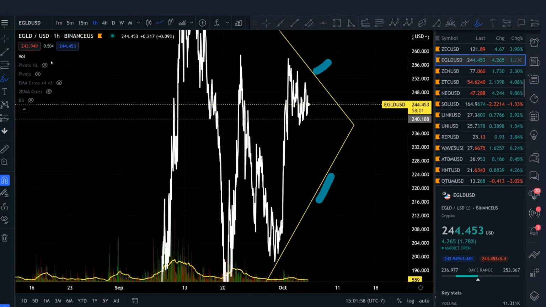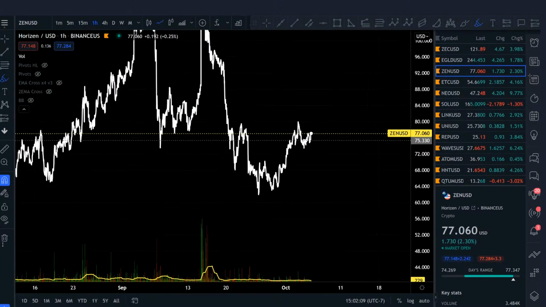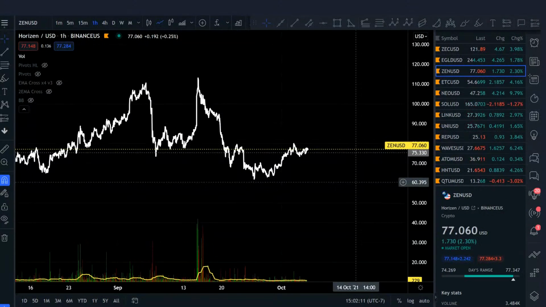And this is what I'm saying. We're kind of pre-planning for the trade. If it breaks above 250, most likely it's going to 280, 300. If it breaks below 235 support, then most likely going down to 215. This is how we pre-plan trades. Get ahead of the crowd.